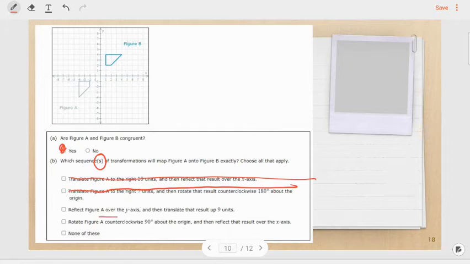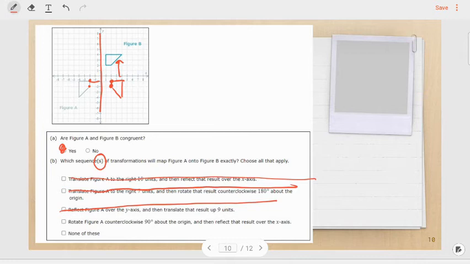So reflecting the figure over the y-axis. If I reflect it over the y-axis, this dot is 2 away from the y-axis, so it's going to move 2. This is also 2, so it's going to move 2. And then I can trace my shape from there. And then it says translated up. Well, that's not even going to be oriented the right way, so that one's gone.